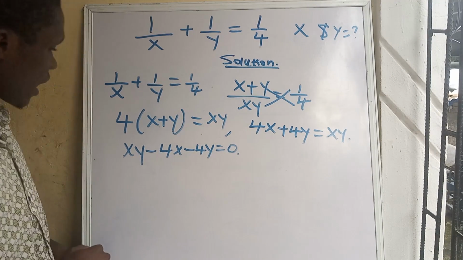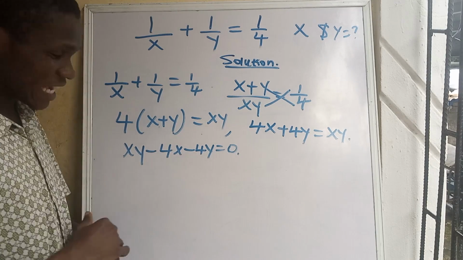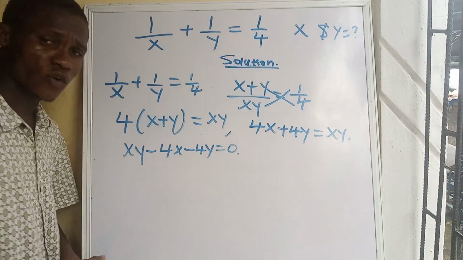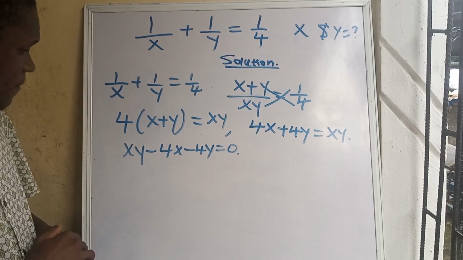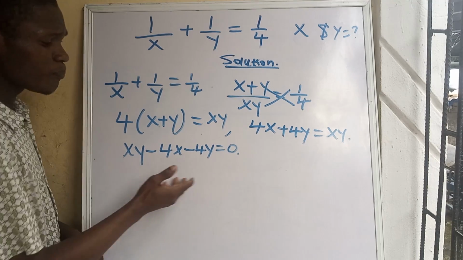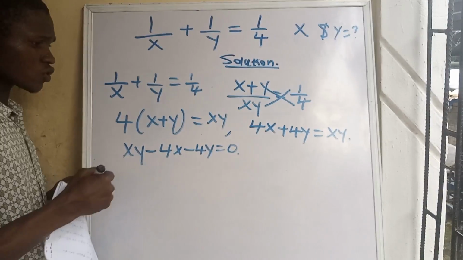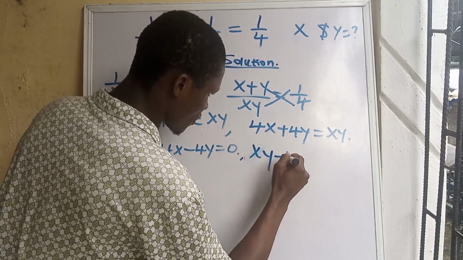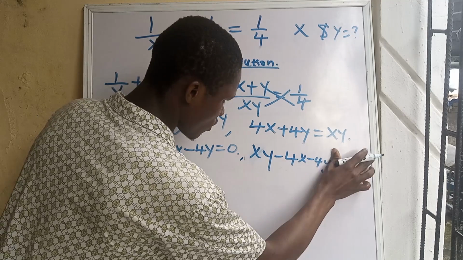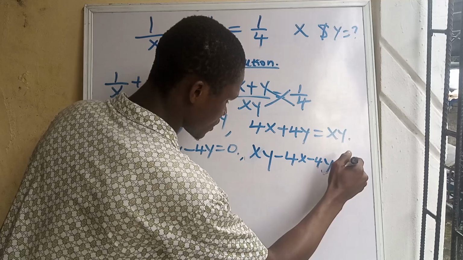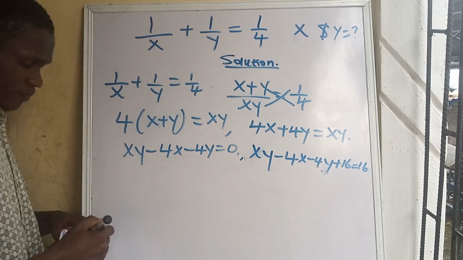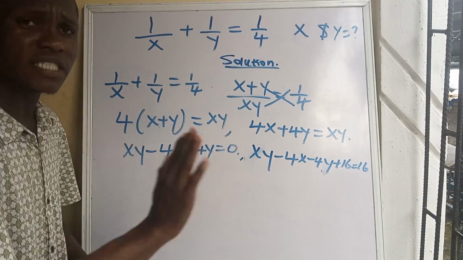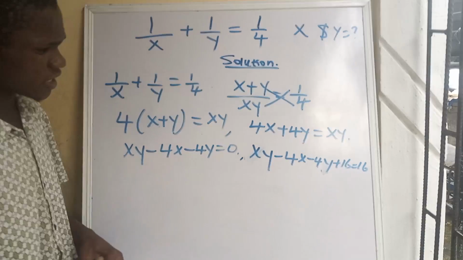We now have xy minus 4x minus 4y equal to 0. What are we simply going to do from here? The next thing we can do is add 16 to both sides of the equation. So if we do that, I'm going to have xy minus 4x minus 4y plus 16 is equal to 16, because if I bring this 16 to this side, it's going to give us 0. So the equation still remains the same. Nothing changes.